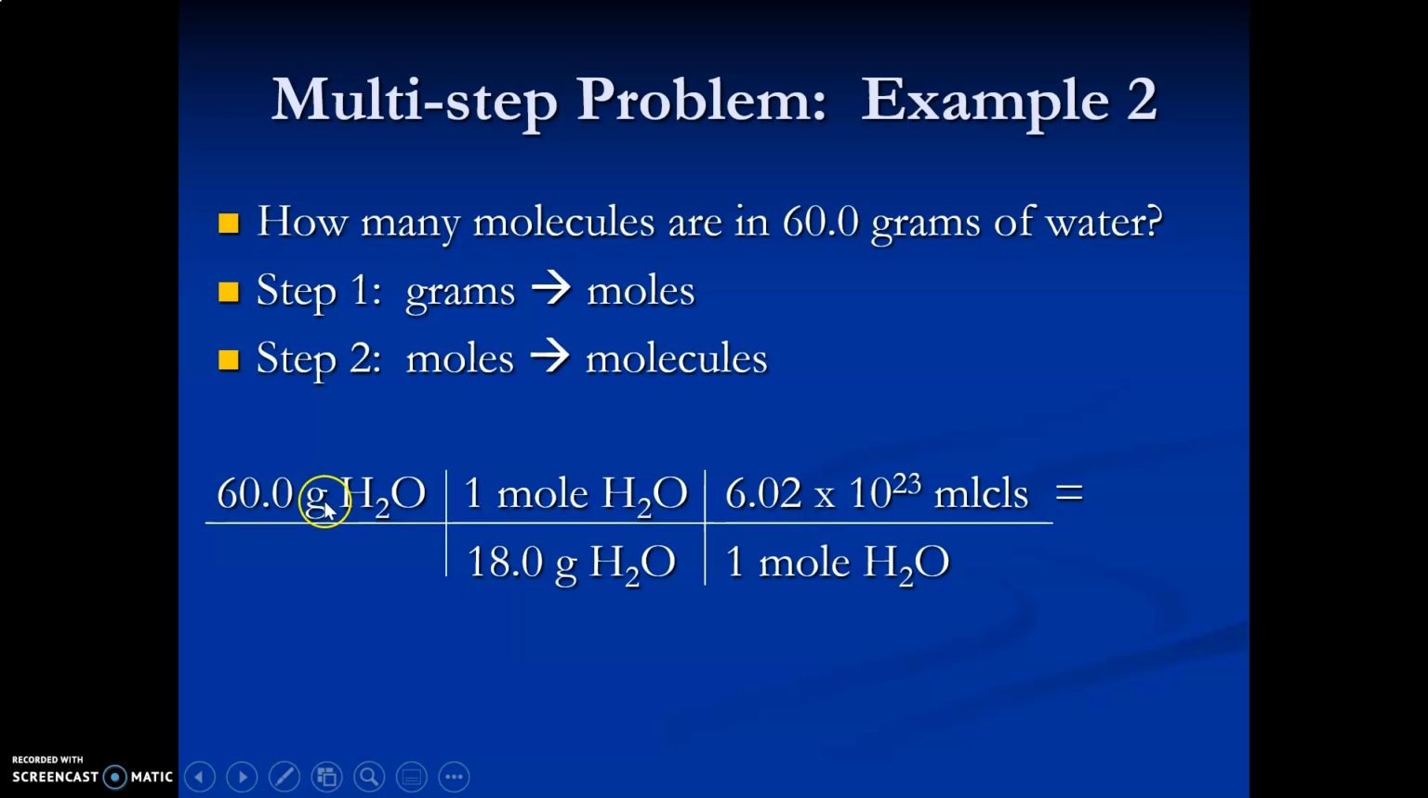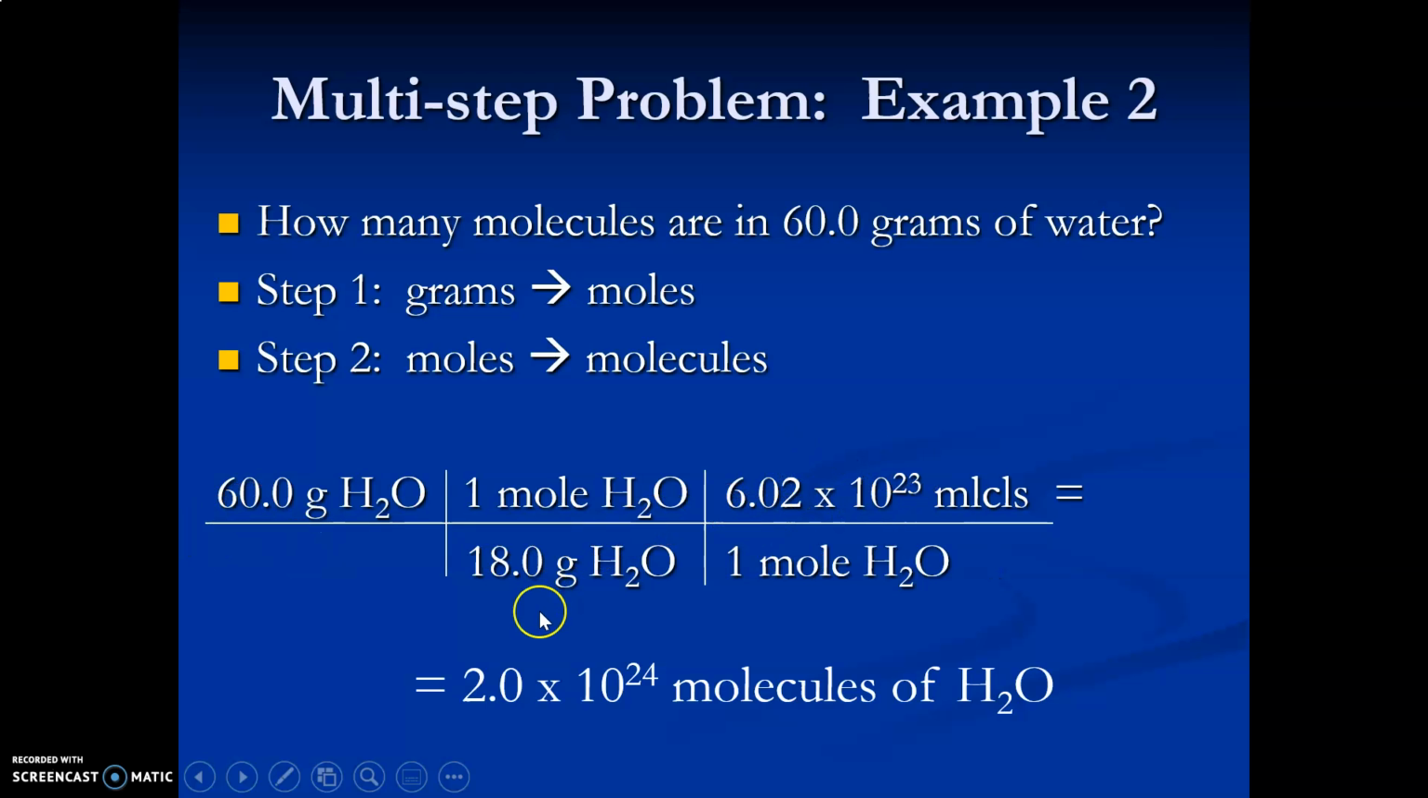Let's check and see if our units cancel. We have grams canceling grams, moles here cancels moles here, and we're left with molecules. So you're going to do 60 times Avogadro's number divided by 18.